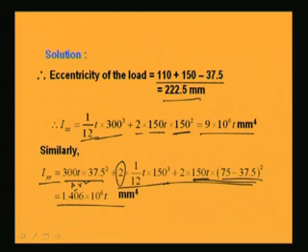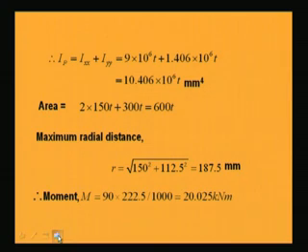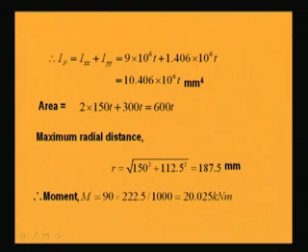So we are getting IXX and IYY. Now we can find IP, the polar moment of inertia, because we are going to calculate the torsional stress. For torsional stress we need the polar moment of inertia, because it is T by J, or T by IP into R. So adding IXX and IYY, the polar moment of inertia IP is obtained as 10.406 into 10 to the 6 T millimeter to the 4.